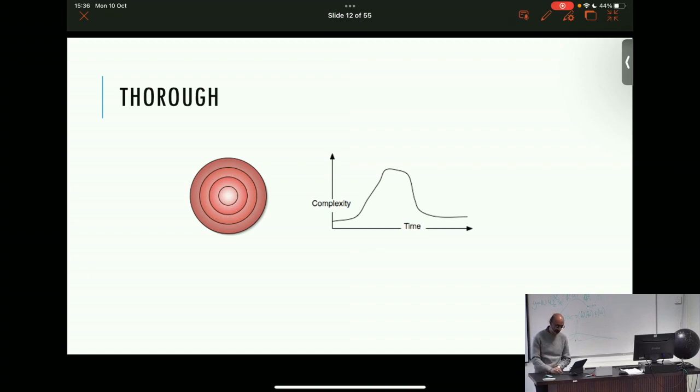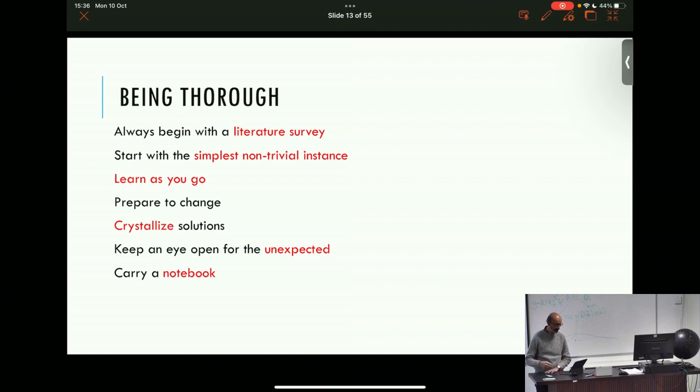Am I at the first simplicity or the second simplicity? The other thing about thorough is you have to start with doing a literature survey. There's no point in reinventing the wheel, right?